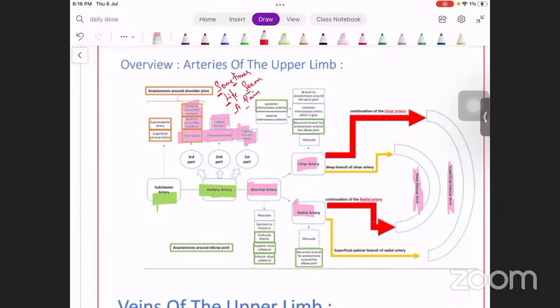Apart from that, you have the brachial artery, and the brachial artery gives rise to its largest branch, the profunda brachii artery, and then it gives rise to the superior and inferior ulnar collateral arteries. Then you have the ulnar and radial arteries.